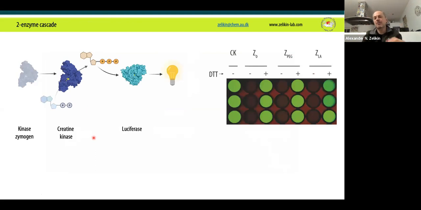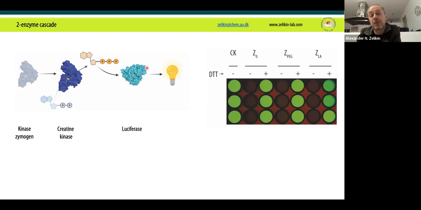So here's the first example of a bi-enzymatic cascade. We have a kinase, creatine kinase, which we can make into a zymogen form through disulfide chemistry. The enzyme is not active at this point in time. We can activate it through the thiol-disulfide exchange. It becomes active. It converts ADP into ATP, and ATP is the energy source.